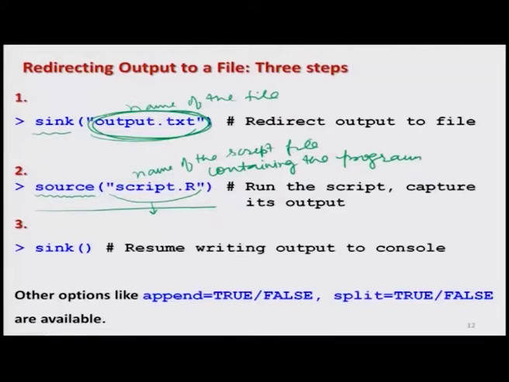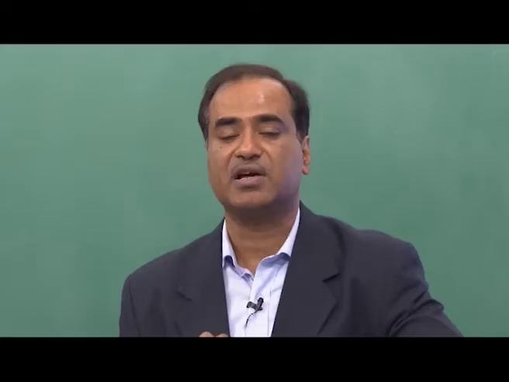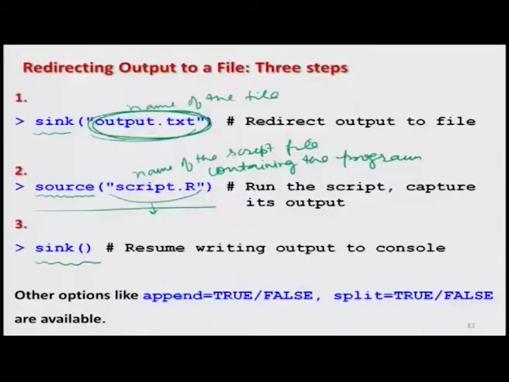And once the program is over, in the third step we need to inform R: now I do not want to redirect the outcome towards a file, please stop it and start giving the outcome on the screen or the R console. In order to inform the R software of this, we use the function sink with no arguments. This will inform the R software to resume writing the outcome to the R console.